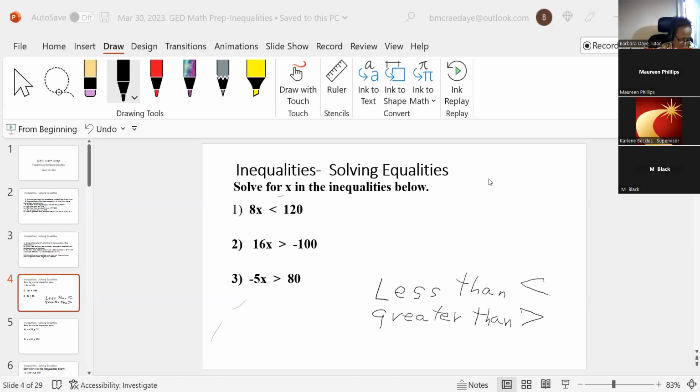Do you see it, Miss? You sent to everyone? Yes. Nope, still don't see it. Maureen, you see me answering everyone? Yeah, Mark. 1, x greater than 15. 2, x less than minus 6.25. And 3, x is less than minus 16. You see mine, Miss Barbara? So you see Mercedes' message, yes, but I don't see it.